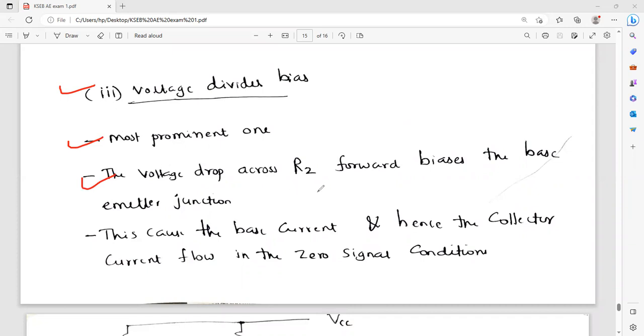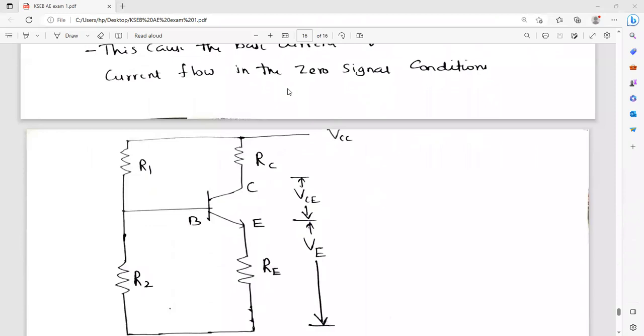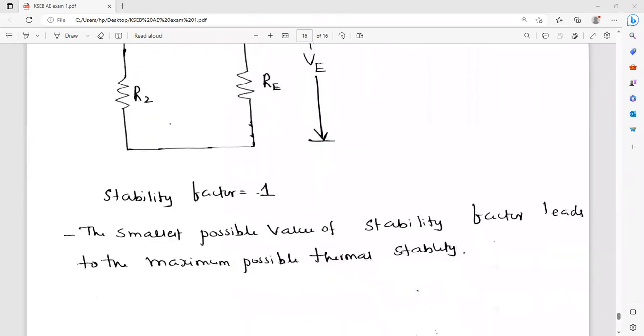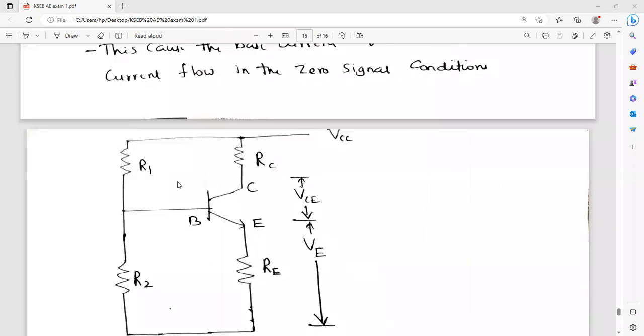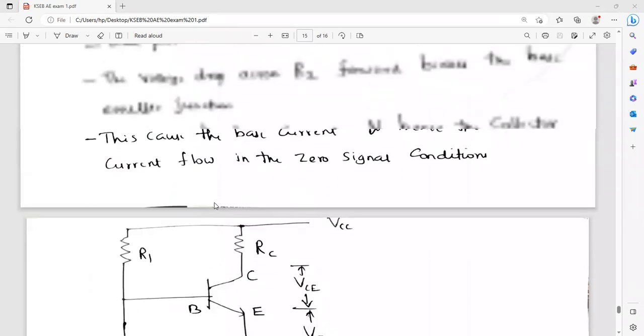The voltage drop across R2 forward biases the base emitter junction, and this causes the base current and hence the collector current to flow in the zero signal condition. If you look at the circuit diagram, you will understand how it operates. It's just like you are dividing the voltage; the total voltage is divided by using R1 and R2. Here the stability factor will be 1 only. The smallest possible value of stability factor leads to the minimum possible thermal runaway. That is another concept. So which is the most convenient biasing? We can go ahead with the voltage divider biasing.